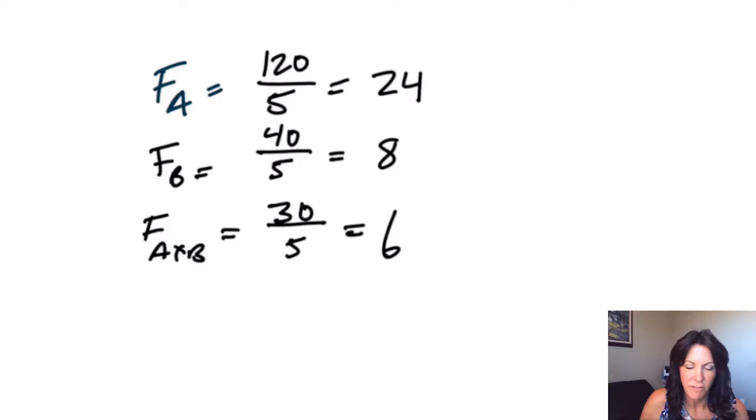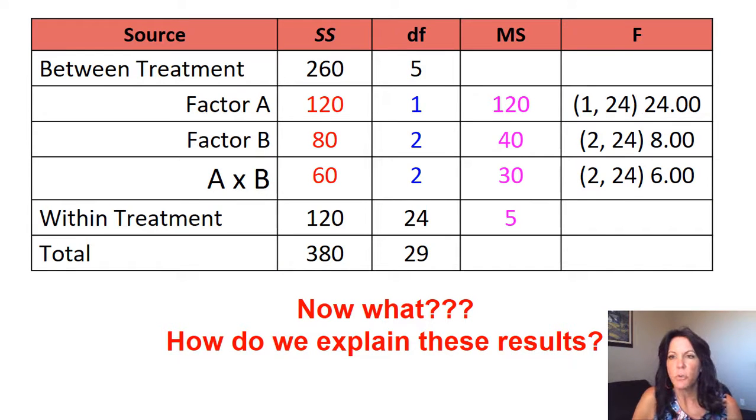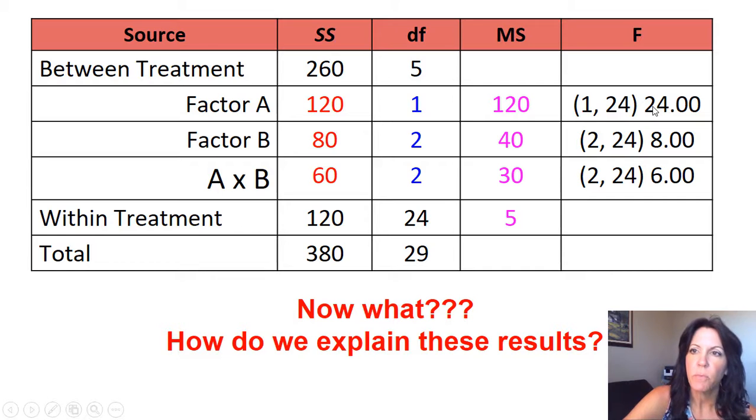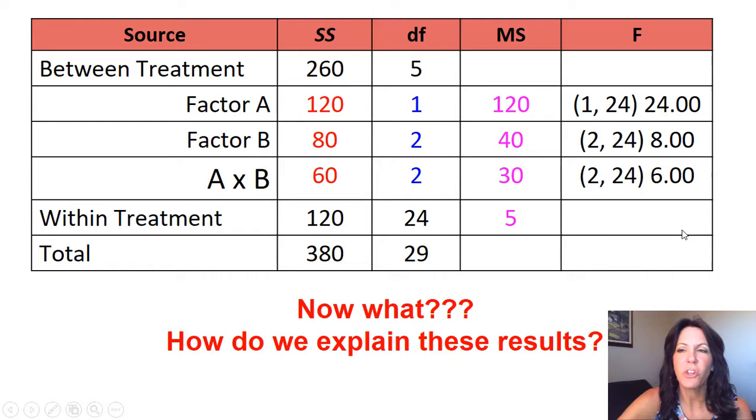Okay, I've just plugged these into our chart, and I've also added the degrees of freedom for each. So for factor A, we have 1 and 24 degrees of freedom with an F statistic of 24. Factor B, 2 and 24 degrees of freedom, F score of 8. And the interaction, 2 and 24 degrees of freedom with an F of 6. These are the 3 hypotheses we're going to check. How do we check them? Well, we have to look at our F table to see if our F statistics are statistically significant. Do they exceed the critical values at these degrees of freedom?